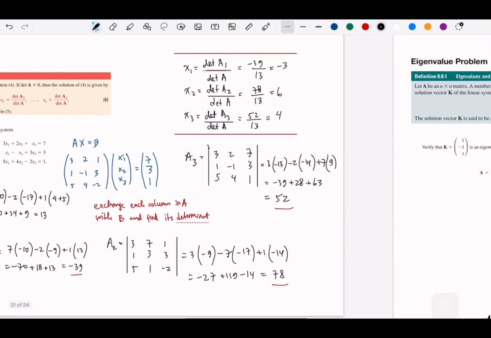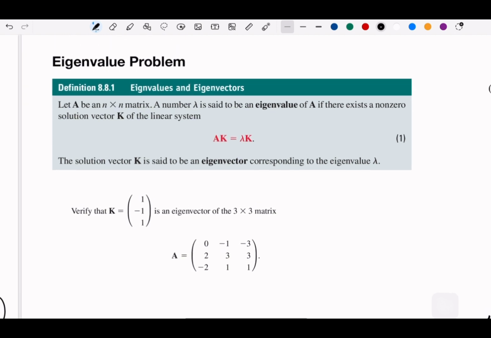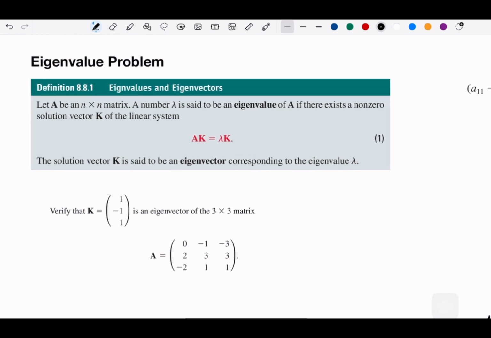So let's go to what we call the eigenvalue. Okay, and this will be an introduction. After we do this, we are going to go for systems of differential equations. So we are going to solve differential equations using matrices. So let's see the definition first.